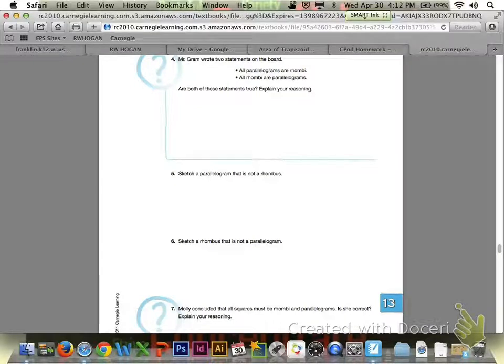Take a look at the top of page 877 and answer number 4, 5, 6, and 7 again with your group members. I think that if you refer again to the cheat sheet that I gave you with the characteristics of different quadrilaterals, it should be pretty easy to answer these questions. Go ahead and do that with your group members.